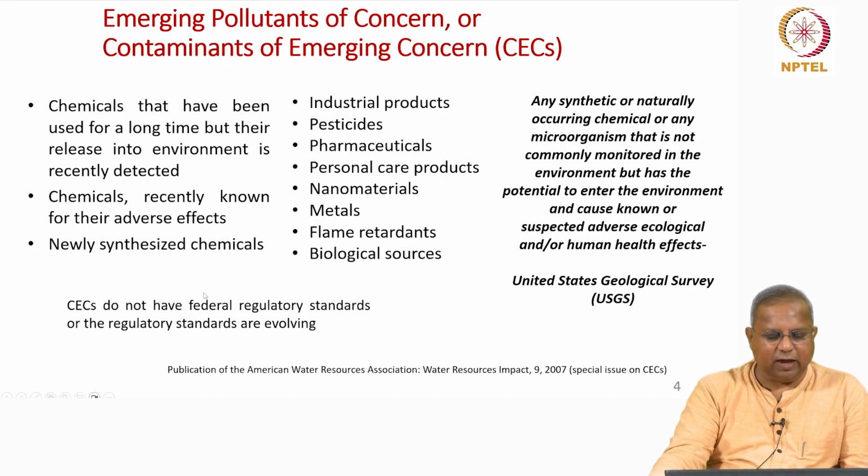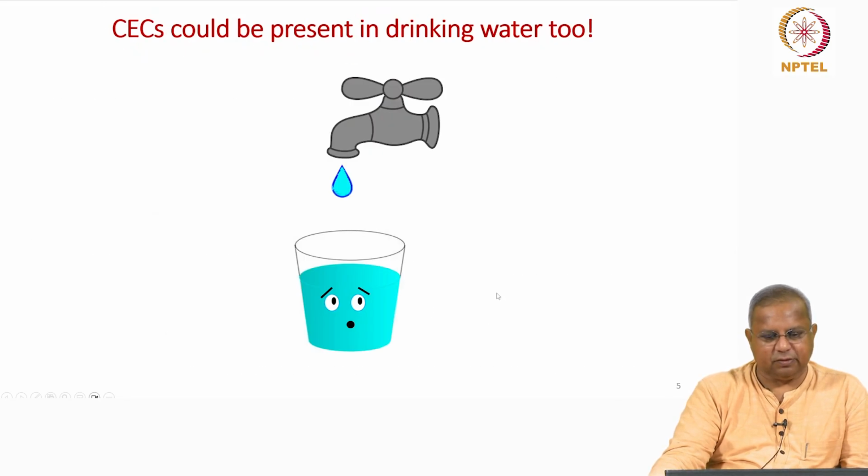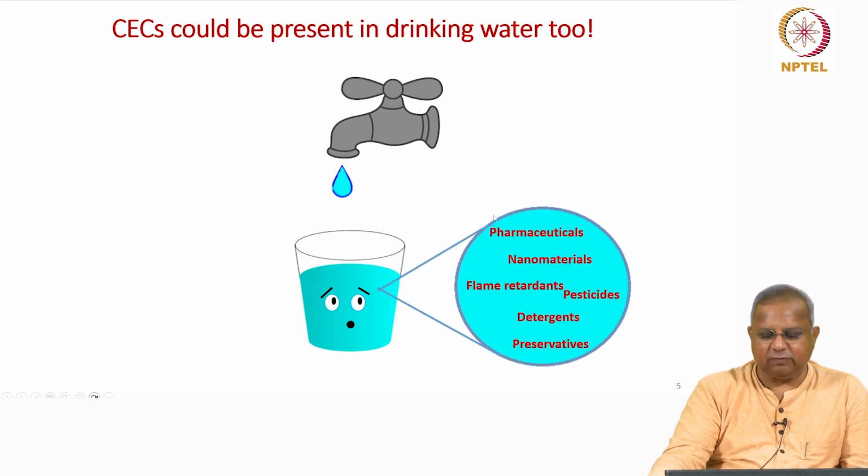They essentially do not have federal regulatory standards, or the standards are evolving at the time of work. They could be present in drinking water. All these pharmaceuticals, nanomaterials, flame retardants, pesticides, detergents, preservatives are all CECs which could be present in drinking water, because there are no standards for them and they were not monitored.